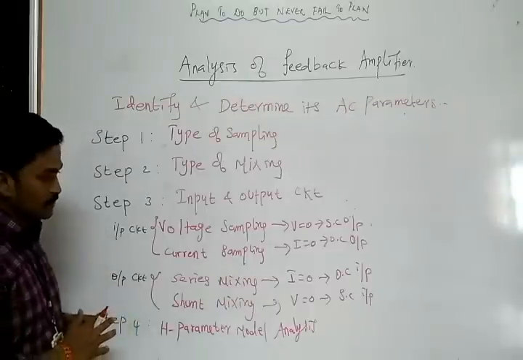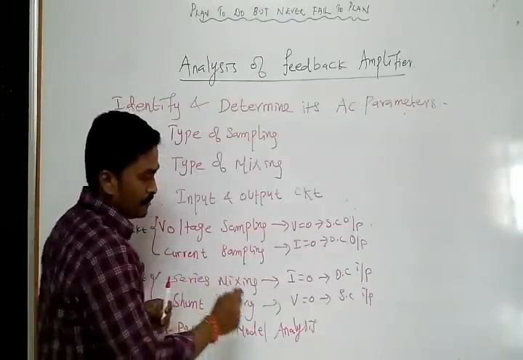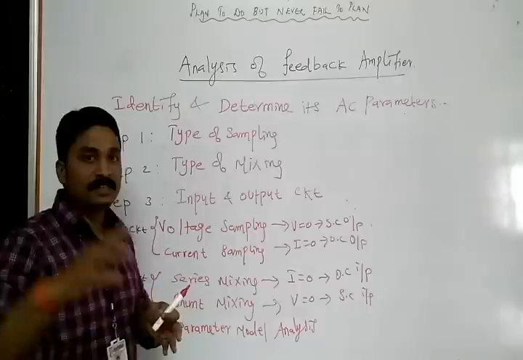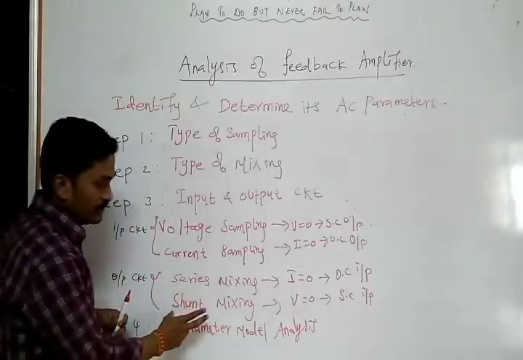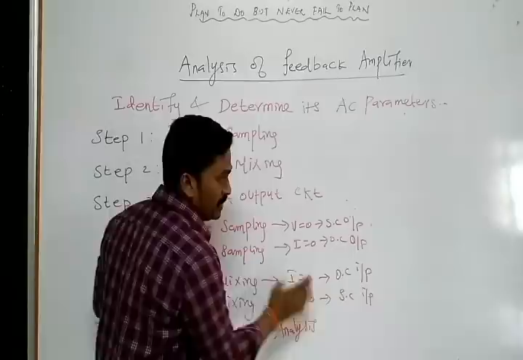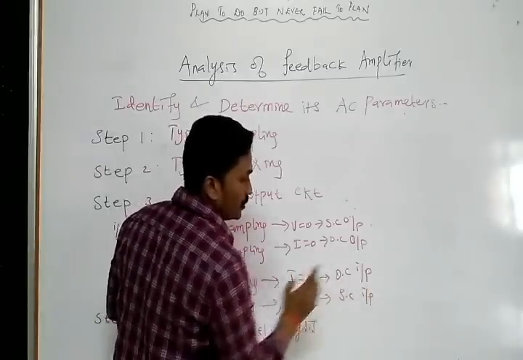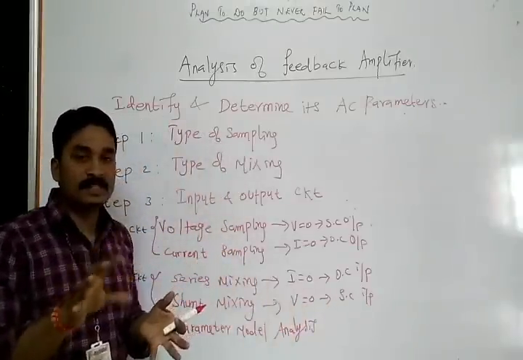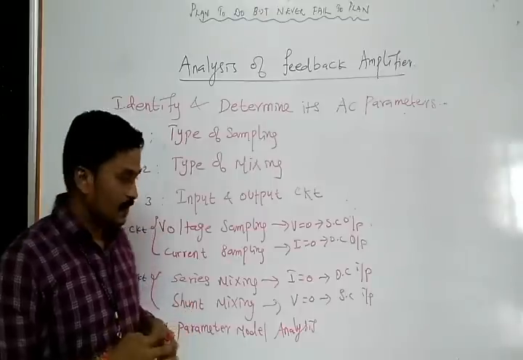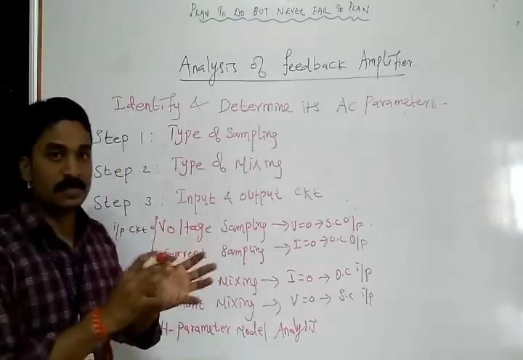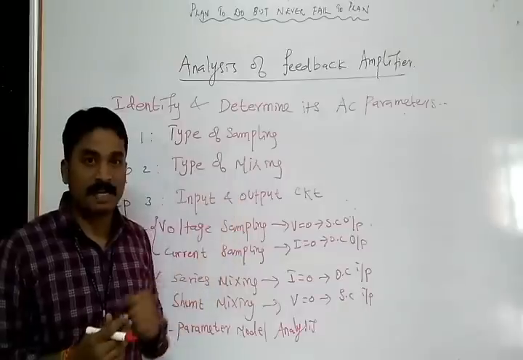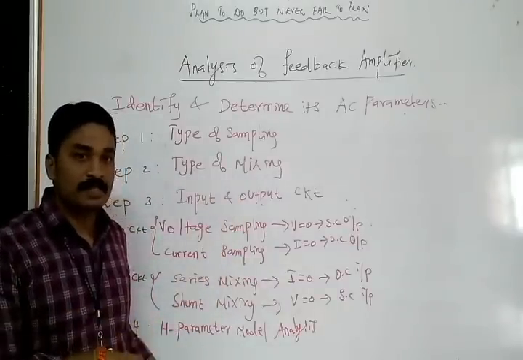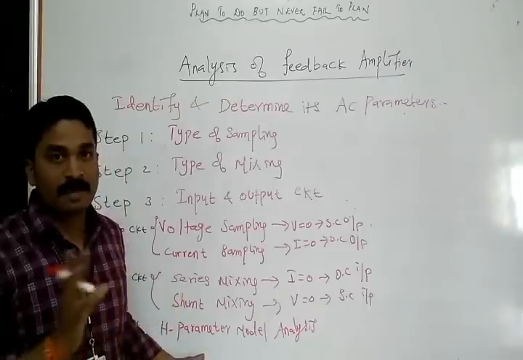To get the output side circuit, if this is series mixing, make I equal to 0, which means open circuit the input loop and write the remaining things at the output side. Similarly, if this is shunt mixing, make V equal to 0 by short circuiting the input side, take the remaining things and write them at the output circuit. If we do these 2 steps, we will get the input side and output side circuits for analyzing the feedback amplifier. At last, we replace the original circuit with the H parameter model, and by using this H parameter model, one can analyze the feedback amplifier.